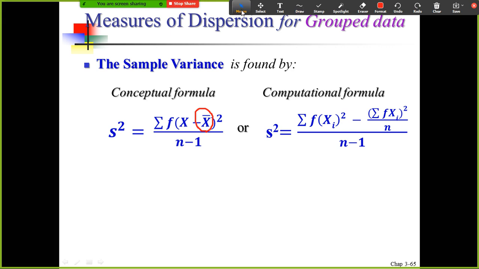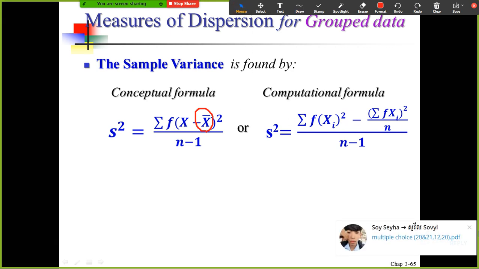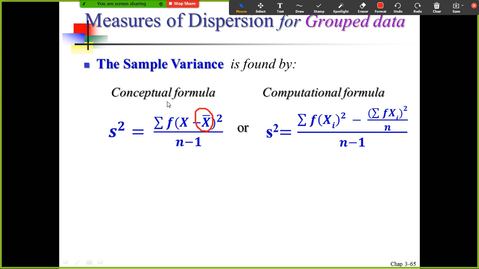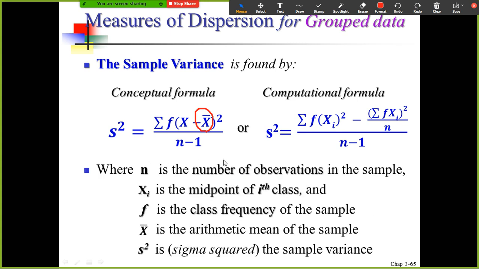Okay. So in the previous movie we already looked at the difference between the conceptual formula and the computational formula. This is the same thing. I'm not reading it for you. You can read it on your own.